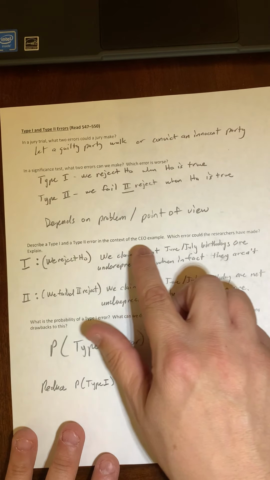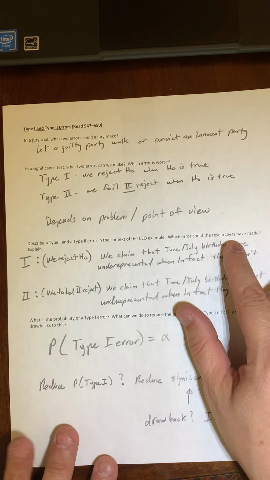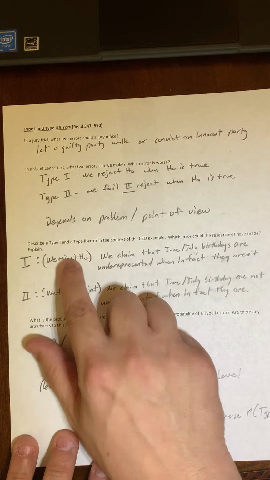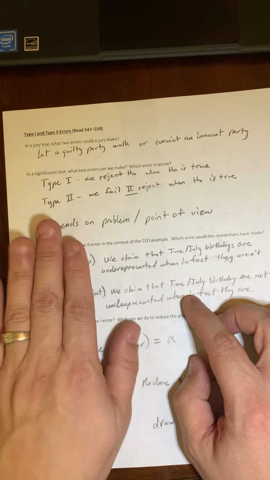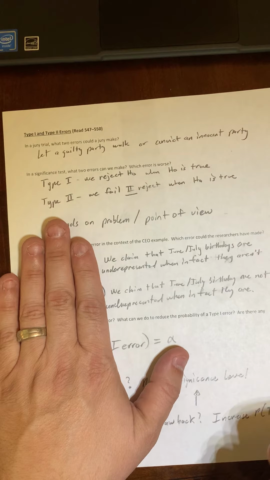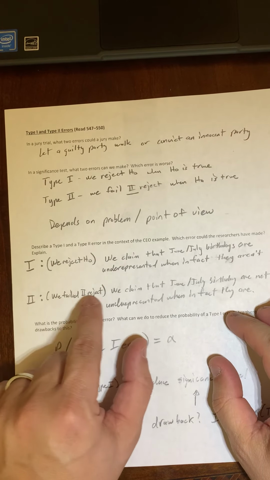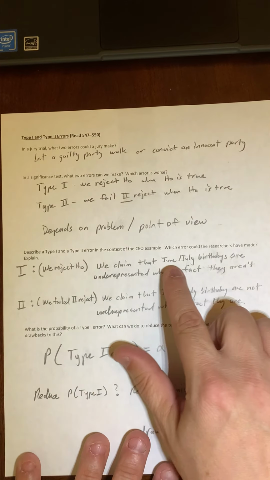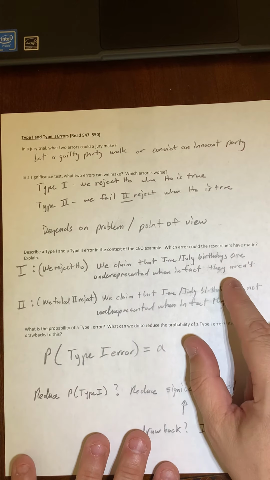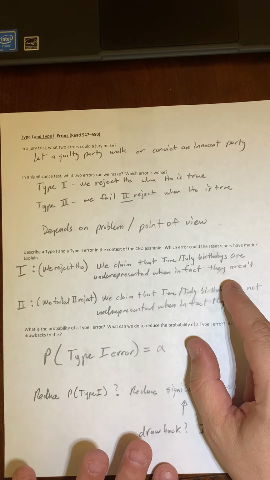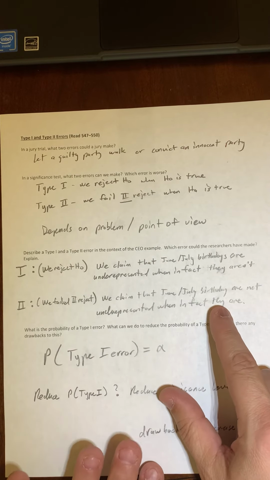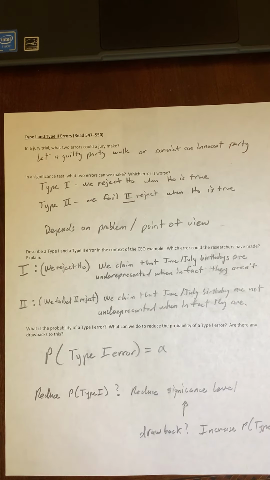All right. Describe a type 1, type 2 error in the CEO problem. Which error could the researcher have made and explain. Okay. So a type 1 error would have been, and this is not part of your answer, I just wrote that in there on the notes to help. Do not write that on your test answer. Okay, this is just a note in the parentheses for me. And again, type 2, fail to reject. We claim that the June and July birthdays are underrepresented when in fact they aren't, okay? So we rejected it and we said the alternate is true, that they were underrepresented, but in fact, that wasn't the case. A type 2 is we declared that they are not underrepresented when in fact they are.